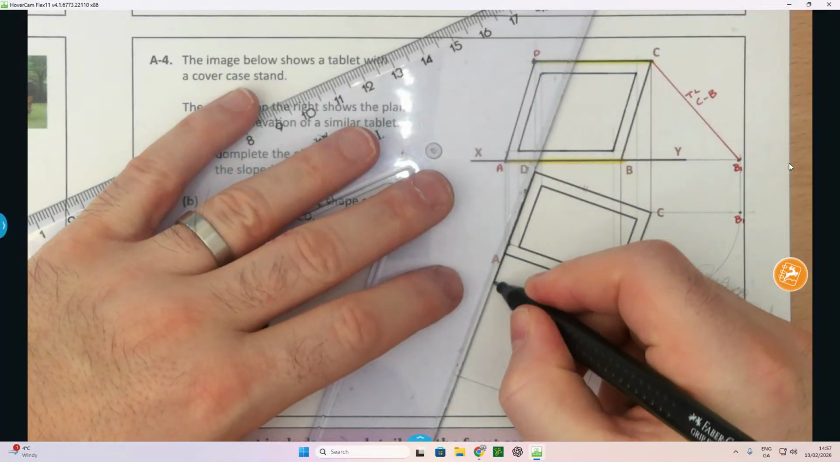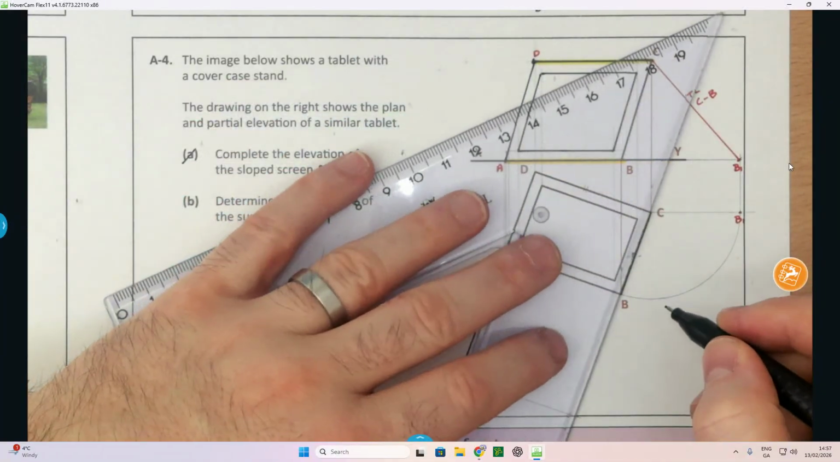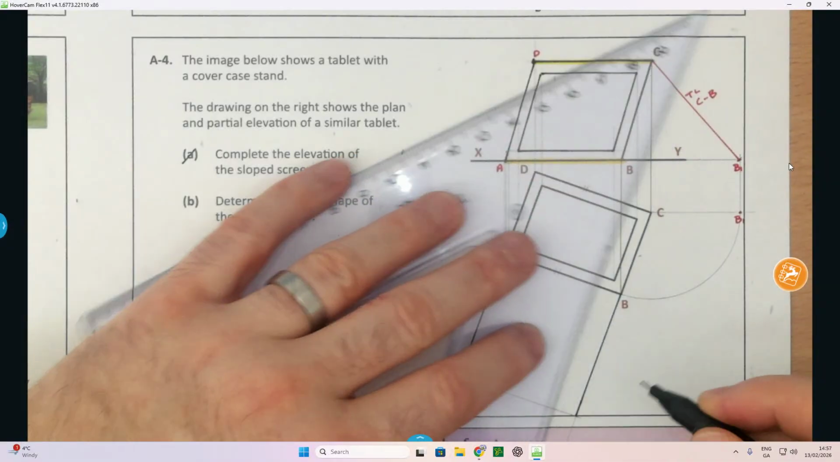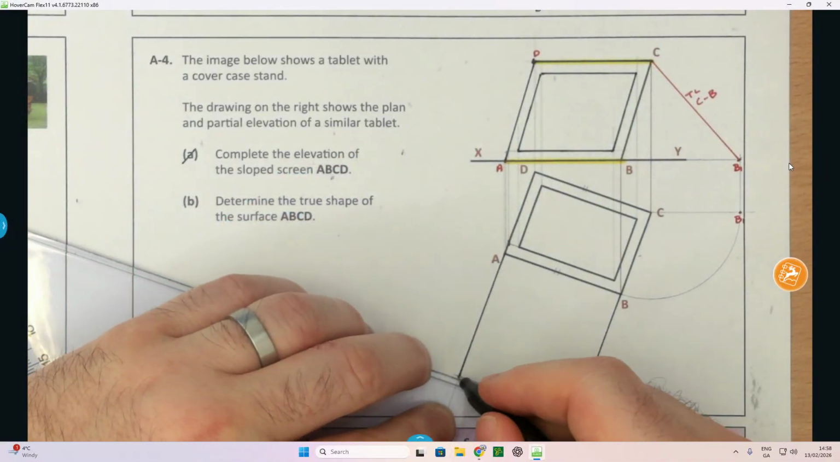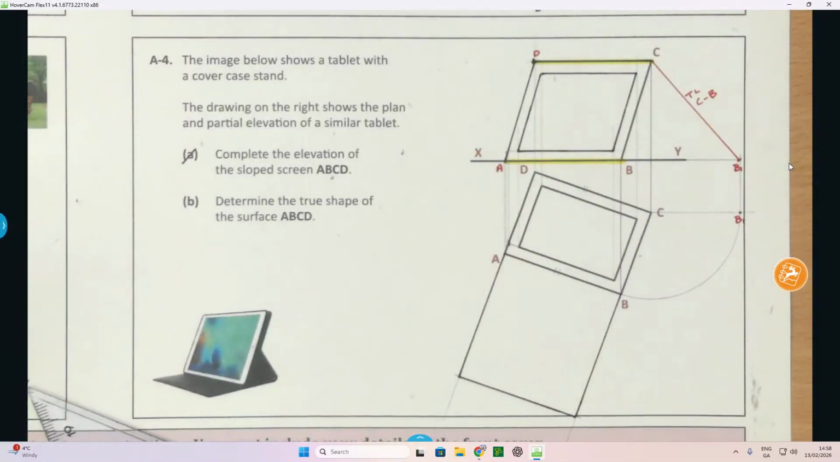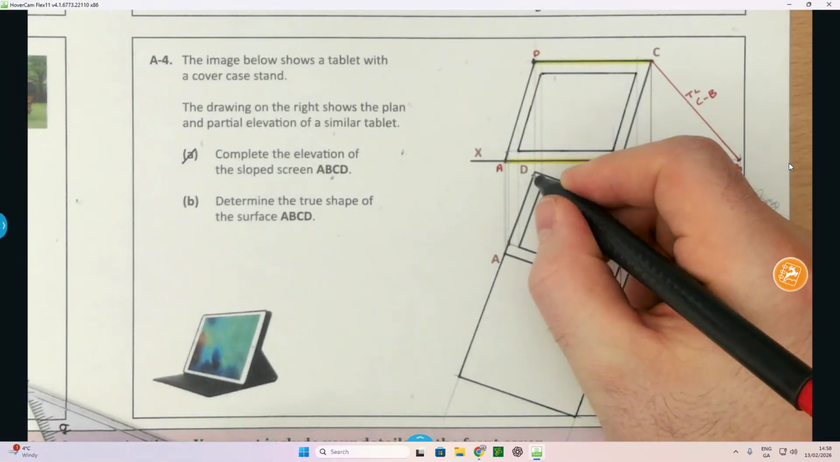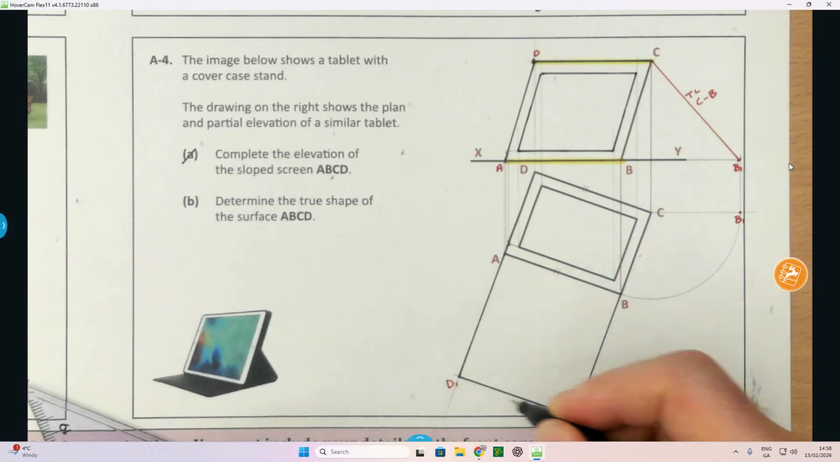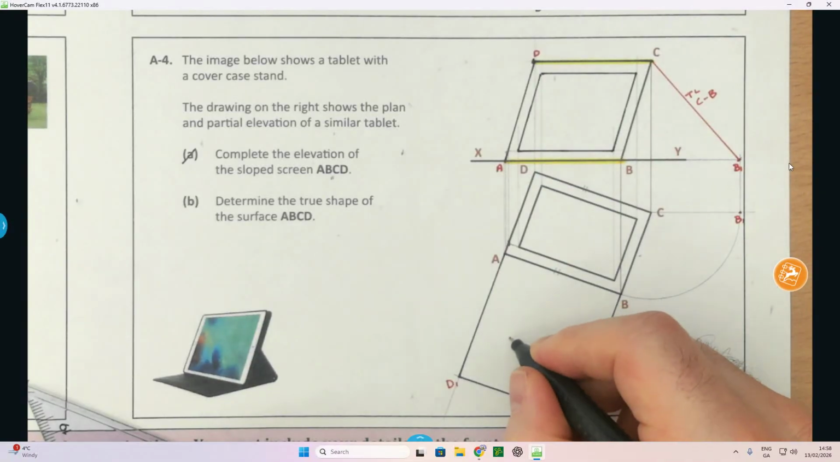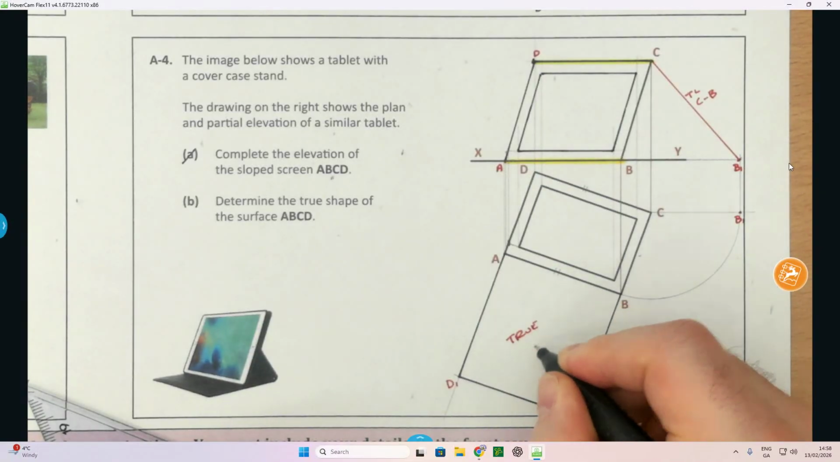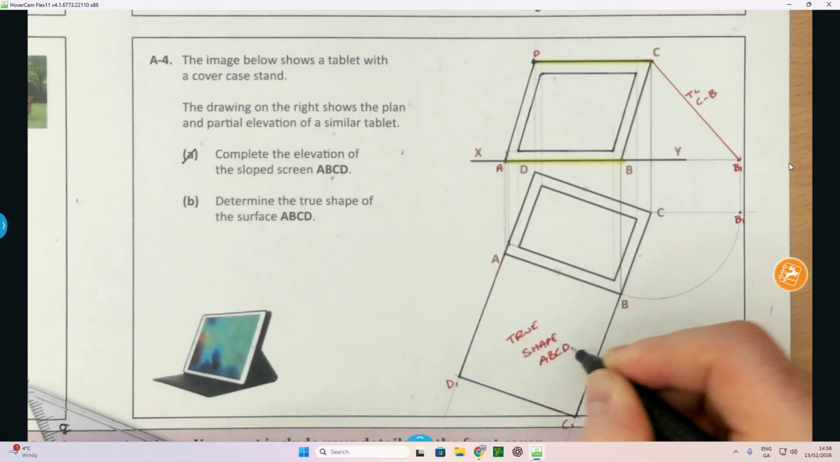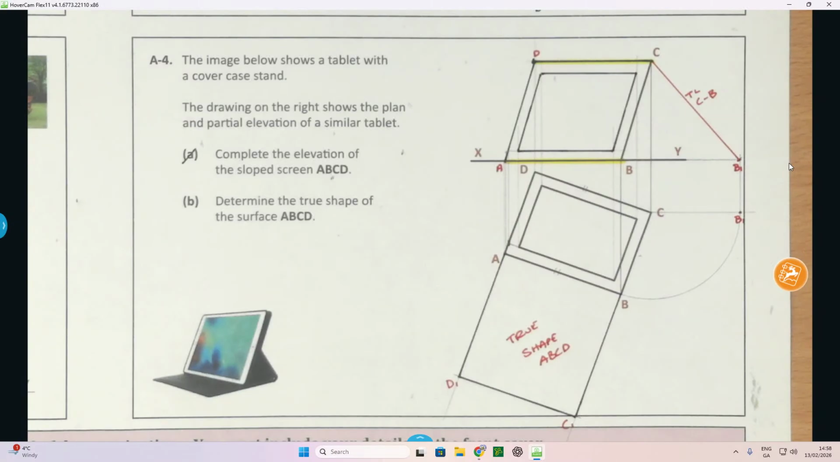Technically, there to there to there. What I have now found, well, that was AB. I've got D has kind of flipped over. Let's call this D1 and C1, but more importantly, true shape A, B, C, D. Now there is one other way we could have done this.